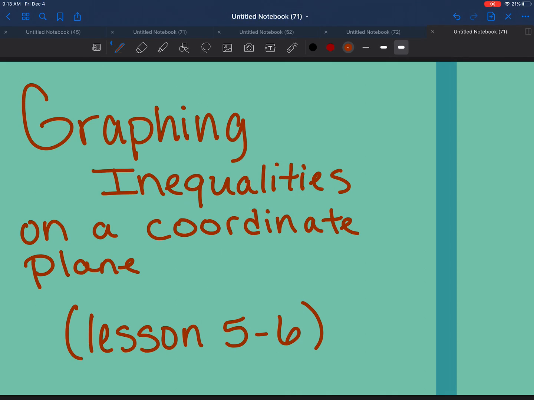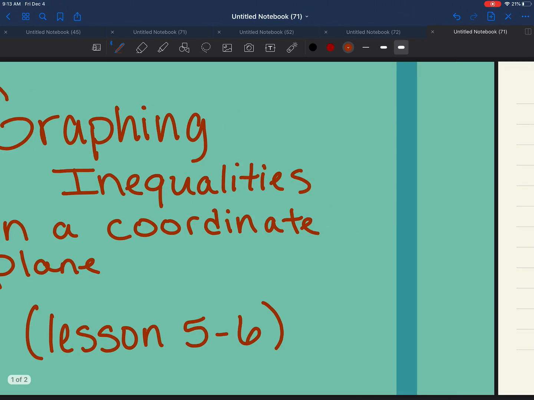Alright, today we're going to finish up chapter 5. We're looking at lesson 6, which is graphing inequalities on a coordinate plane. Okay, so there's going to be a lot of things that are similar to when we just graphed inequalities last chapter using slope-intercept form. The only difference is now we have an inequality, so we have to talk about solid and dotted lines when we graph, and then we'll talk about shading.